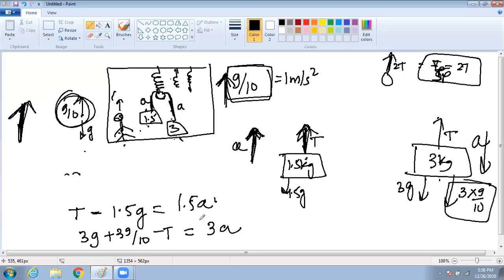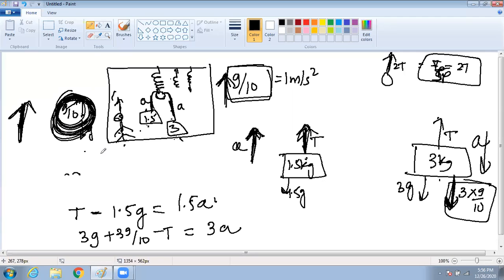Sir, why did the 3g by 10 come? Because what is pseudo force? What is the definition of pseudo force? What acceleration will it take? The acceleration of the observer. And the observer is moving upward with what acceleration? G by 10, no?